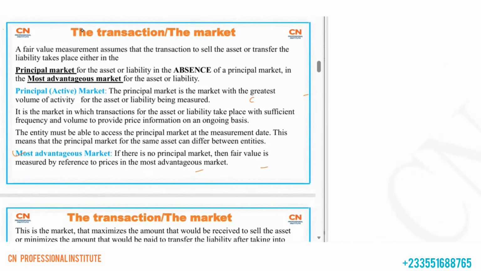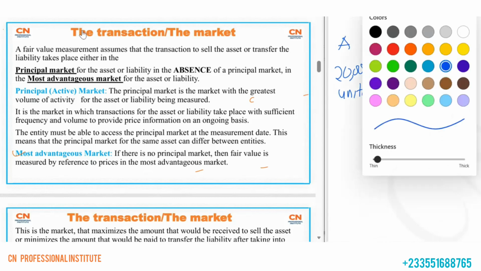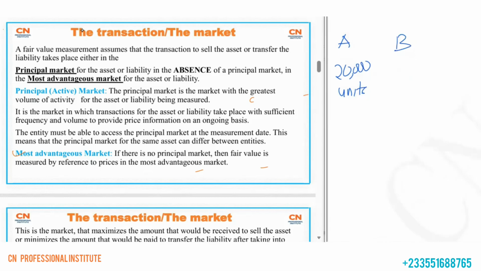The principal market is the market with the greatest volume of activity for the asset or the liability being measured. What do you mean by the market with the greatest volume of activity? This is an example. Let's say we have two markets, market A and market B. In market A, let's say we can sell 20,000 units. In market B, we can sell 40,000 units.